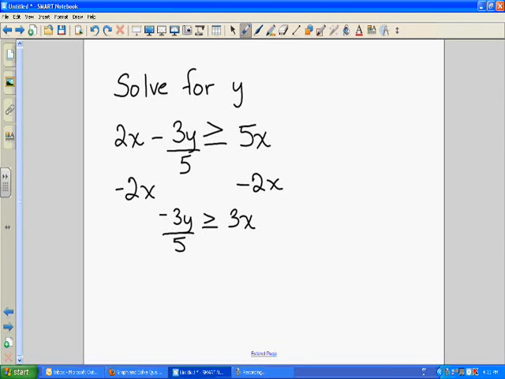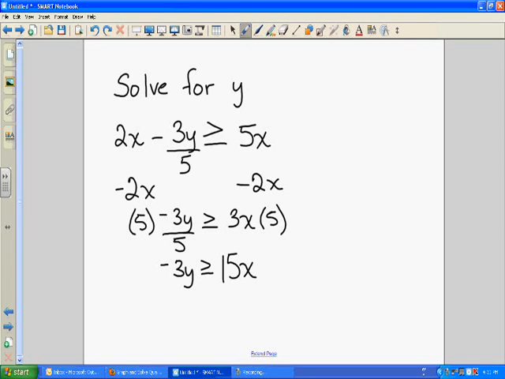The next thing I'm going to get rid of is this denominator of 5. If I have something that's being divided by 5, the opposite operation is to multiply. Because I want to do this on both sides, I'm going to multiply by 5 here and also over here. That's going to leave me with a negative 3y on the left. It's greater than or equal to, and whenever we're multiplying 3x by 5, our number is going to get multiplied, and it's just going to leave us with a 15x.